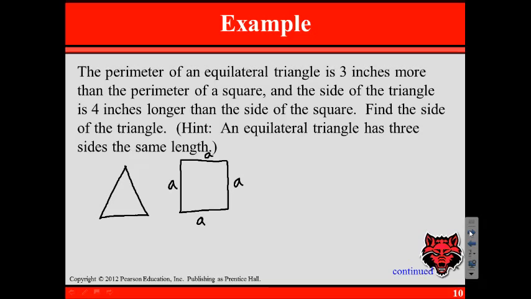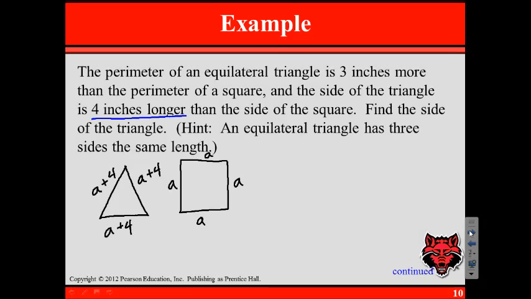And we are told in the problem that the length of the side of the triangle is 4 inches longer. If it's 4 inches longer, we should add 4 to each length of the square to find the length of the side of the triangle. So let's call every side of the triangle A plus 4. We're taking that side of the square and adding 4. And because we have an equilateral triangle, all of the sides should have the same length.